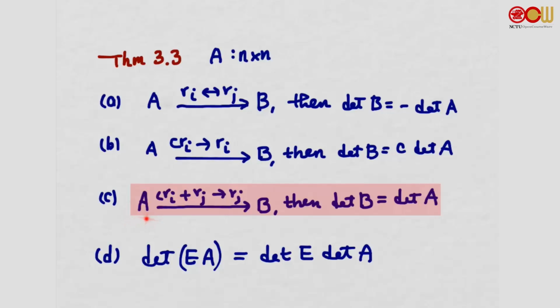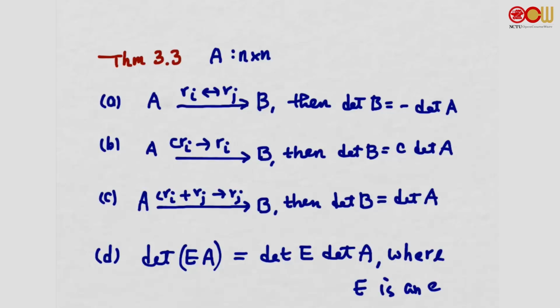If we apply a row addition on the A matrix to get the B matrix, then A and B have the same determinant. And the last one, a very useful result, is that the determinant of the product matrix EA, where E is an elementary matrix, is equal to the product of the determinants, determinant E times determinant A.